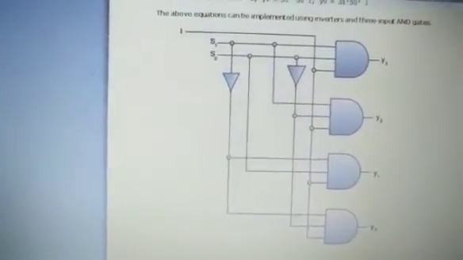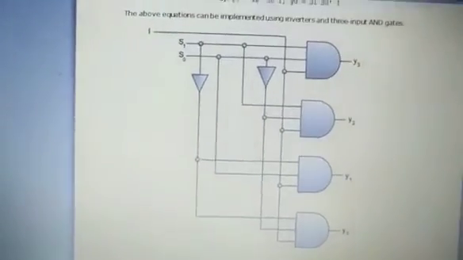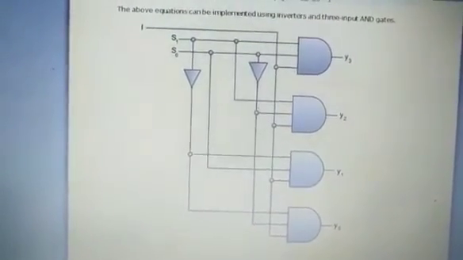This is how we implement our 1x4 demultiplexer circuit.